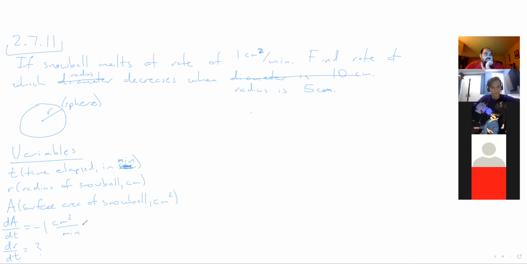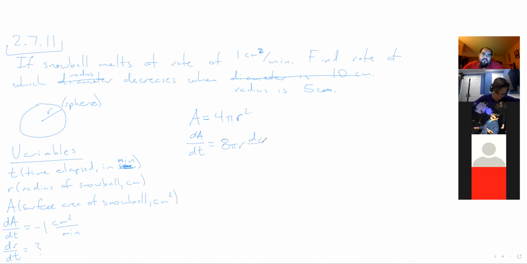So now how do we unite all these things? We write an equation. What's that equation going to look like? Surface area of a sphere. What is the surface area of a sphere? A equals 4 pi r squared. Did they give that to you? No. Okay. So I have this equation. What do I need to do with it? You need to take the derivatives of A and r, with respect to t. So I get dA/dt equals what? 8 pi r dr/dt.